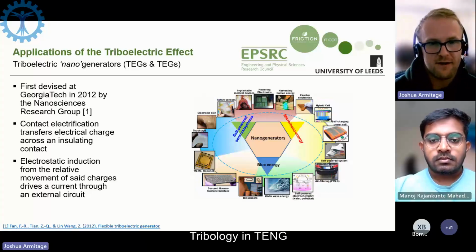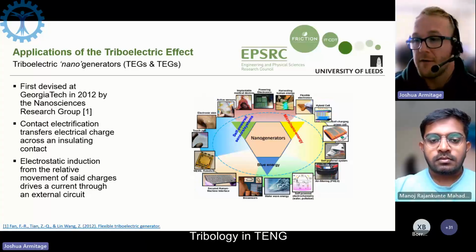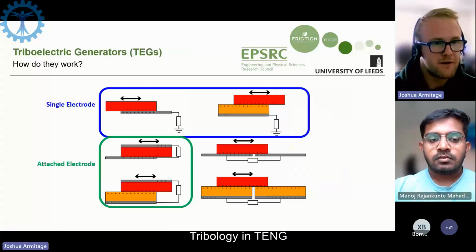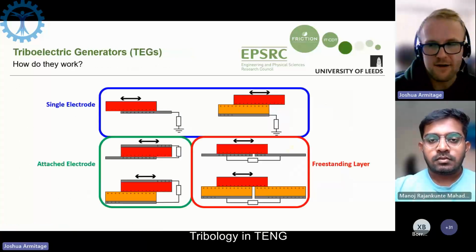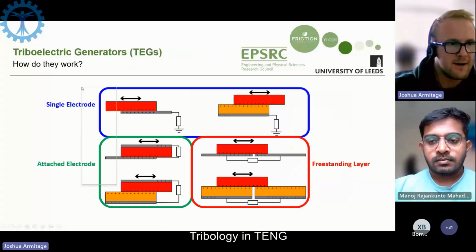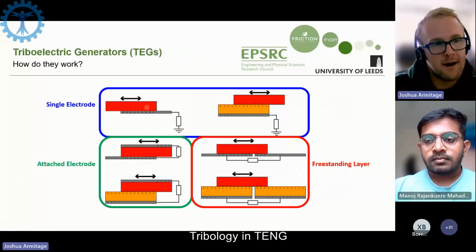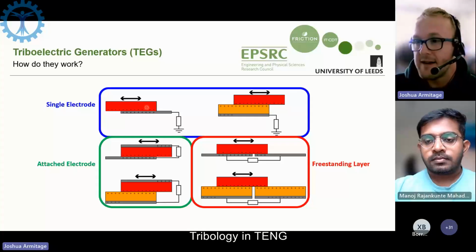I'm not going to go too much into detail of that, but I'll go over the operation of these things now. So they can come in a multitude of different orientations, and here are just a few examples to show how they work really. So what we have on top left here, the red block is an electrophilic insulating material.